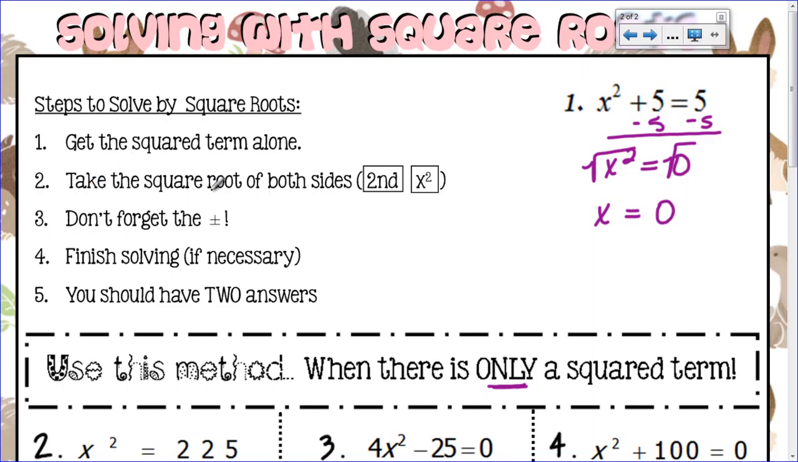Step 3 says not to forget the plus minus. I'll explain that in just a second, but for this problem, we don't need the plus minus because 0 is just 0. It doesn't have a sign, so we don't keep it. And then step 4 says to finish solving if necessary. Sometimes that's going to happen, and I'll do some examples like that. And then number 5 says you should have 2 answers. You won't always have a 2. Sometimes you'll have 1, but it'll be written with a plus minus, and that means it's going to be 2, which we'll talk about. But like this problem has 1 answer.